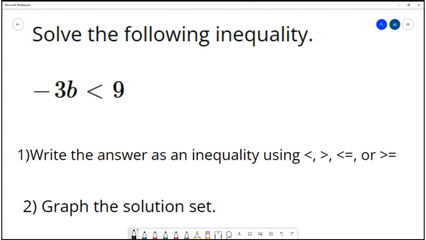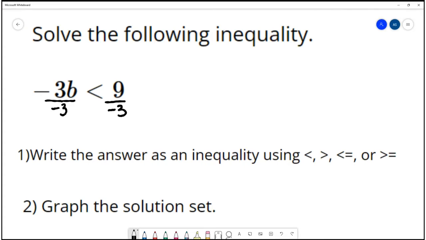When you solve an inequality, you want to isolate the variable on one side of the equation. So we have negative 3b. We want to isolate the b. Since negative 3 is multiplied by b, we're going to use division to cancel out that multiplication. We're going to divide by negative 3 on both sides.